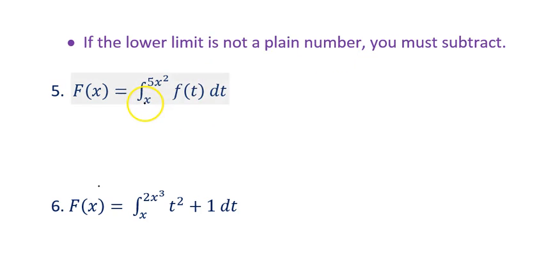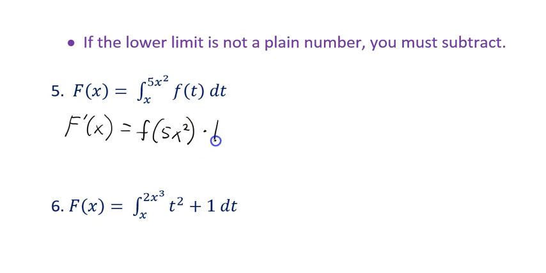So everything we've done so far has had the lower limit being a plain number. Now we have to subtract, because when you plug in and you do the fundamental theorem, you subtract the top plugged in minus the bottom plugged in. So that comes into play here. But again, it's still kind of a shortcut. You're just doing the same thing we were doing. Since we're taking the derivative of an integral, we will have plugged in, so I would have f of 5x squared. Then because this is not a plain x, I would be chain ruling that part.